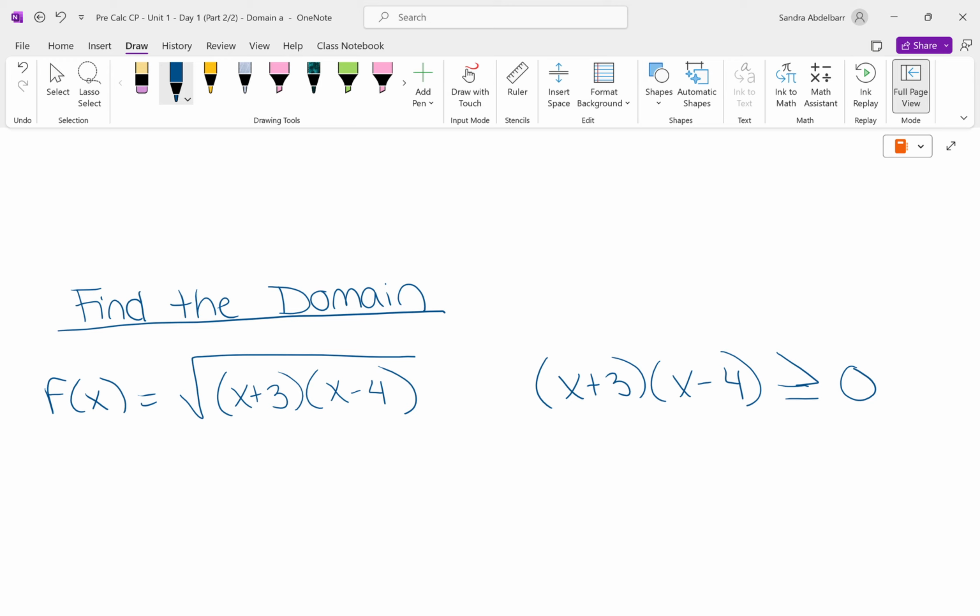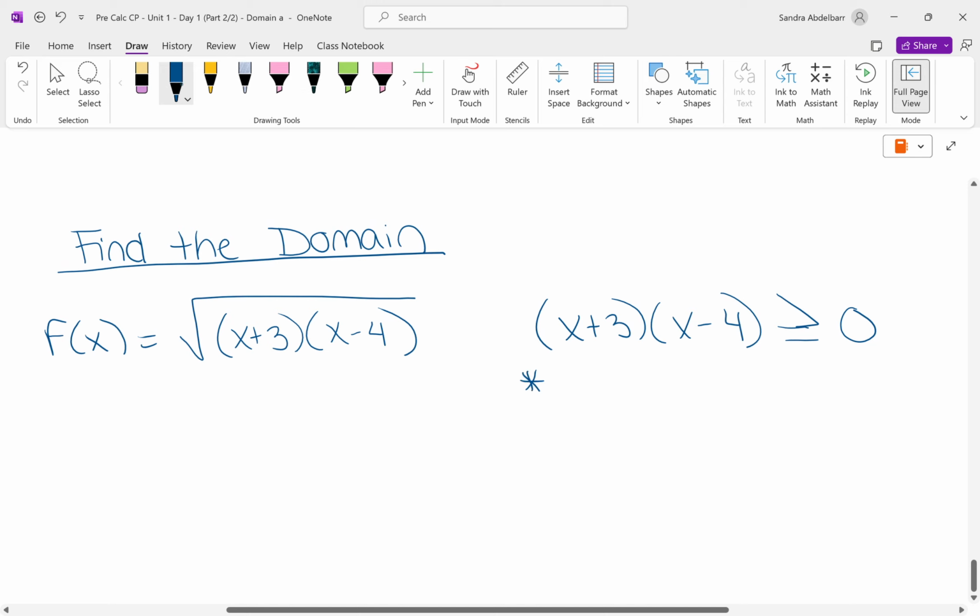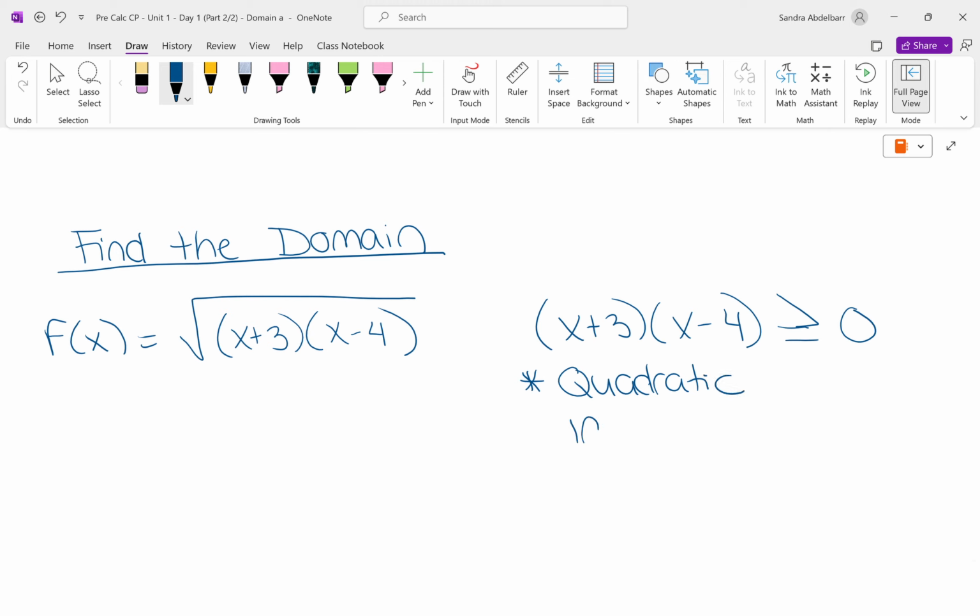So I skipped a step for you. I factored it. But do you agree that if this were not factored, this would be a quadratic inequality? You have to recognize that, and then recognize what process we do: we have to test the regions, that whole long process I just showed you, which is pretty brutal, I know. So I'm going to put a star here. Quadratic inequality, test the regions.